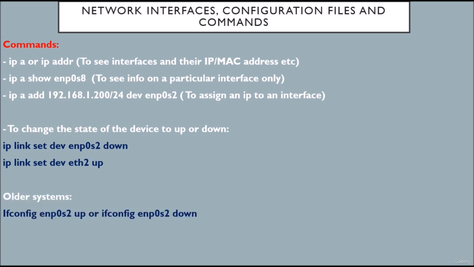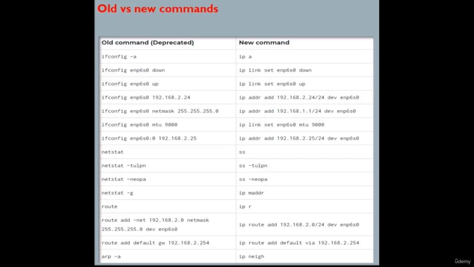The older systems used to run the command ifconfig, and then you type in the Ethernet adapter name, and then you type in up or down. This may work on newer systems as well, but it's not recommended.